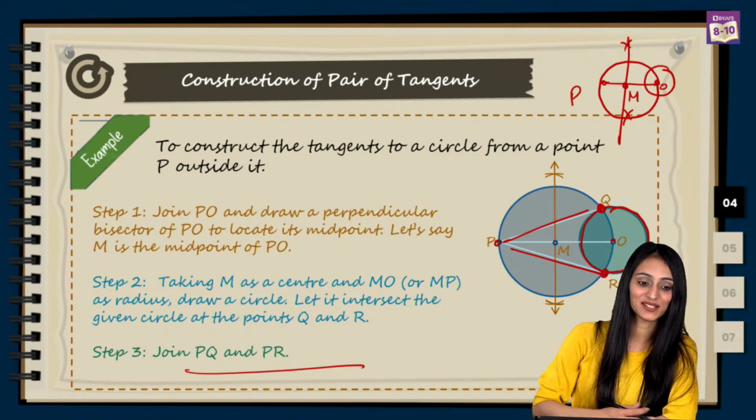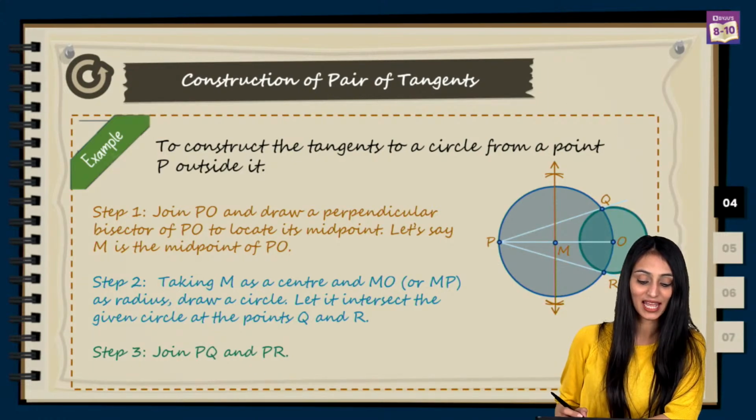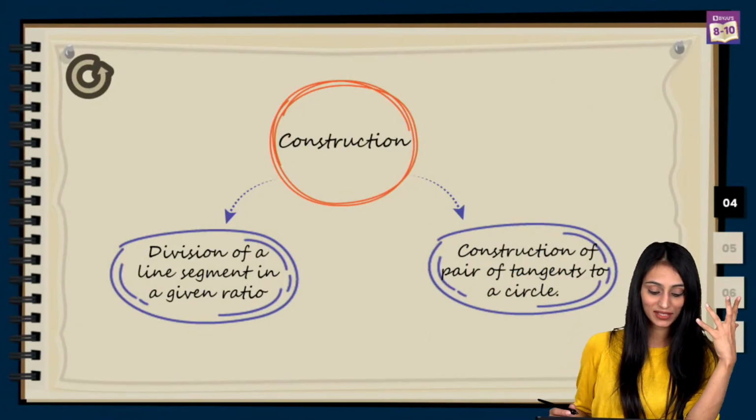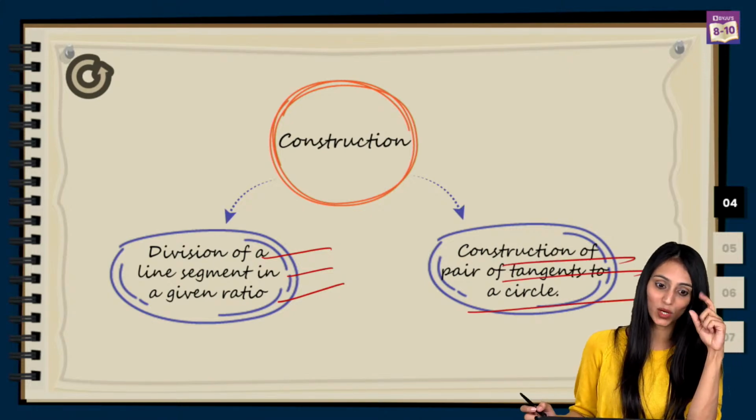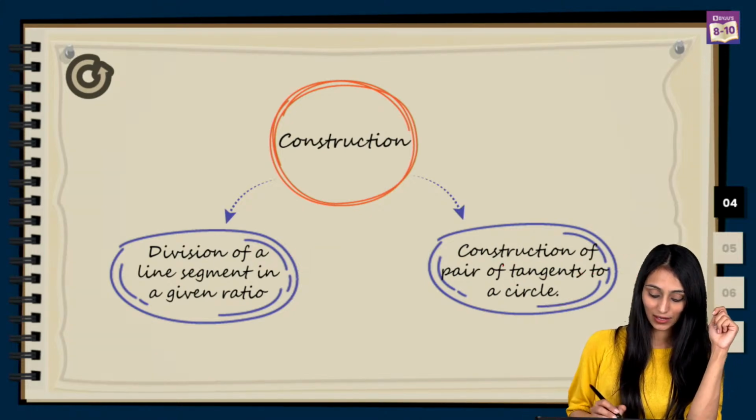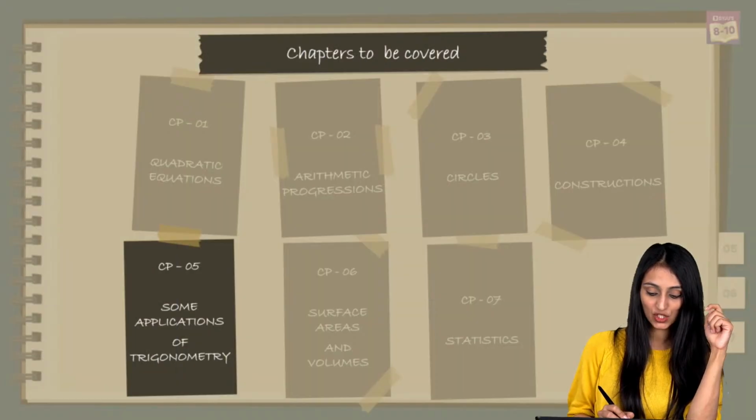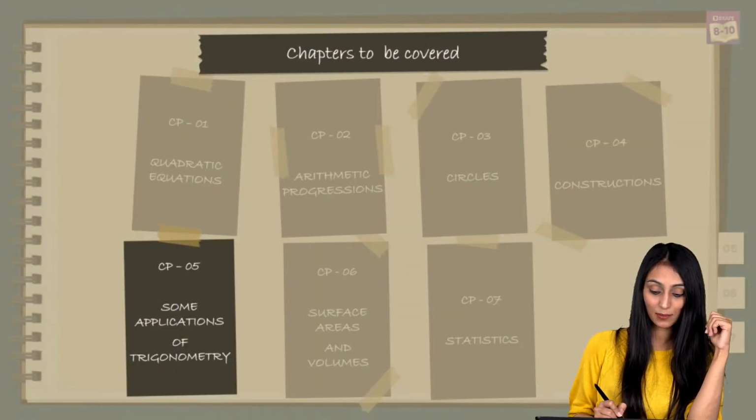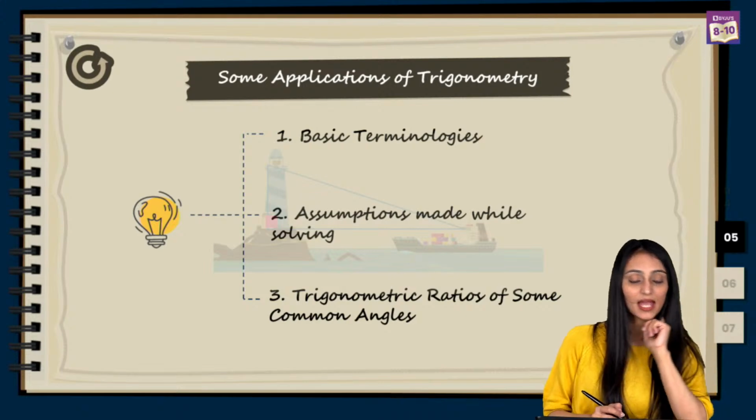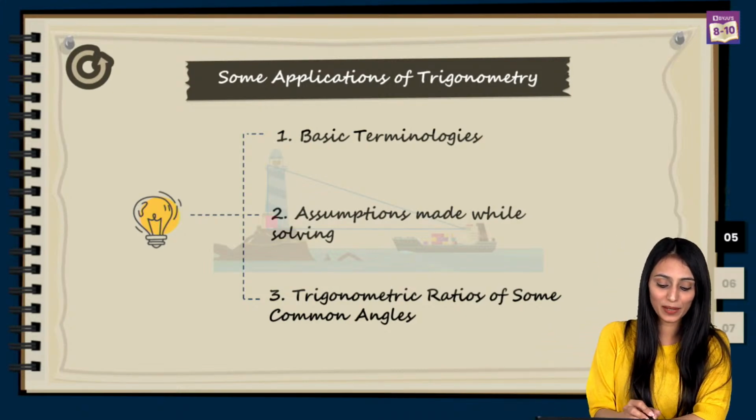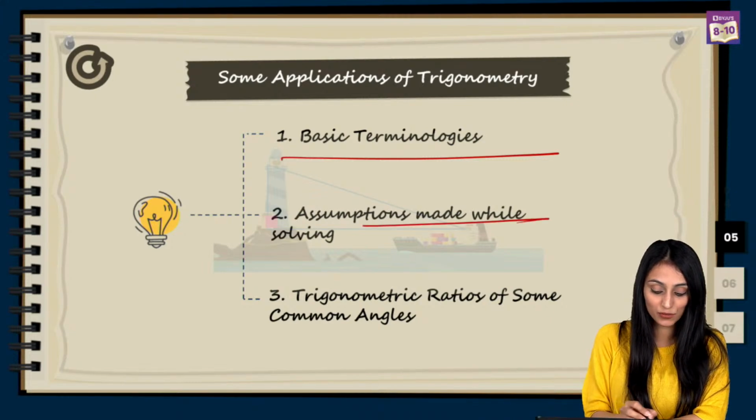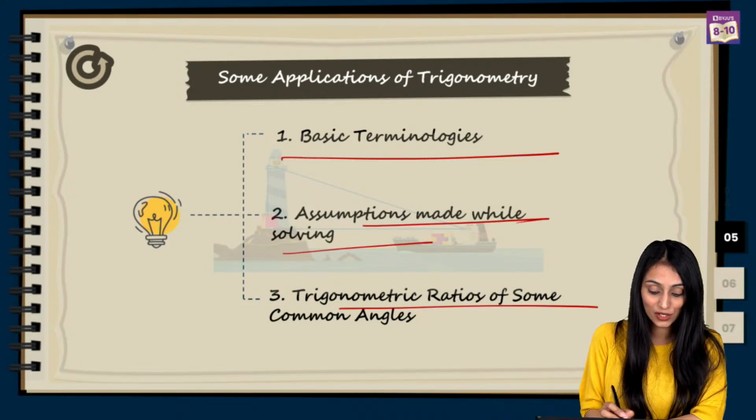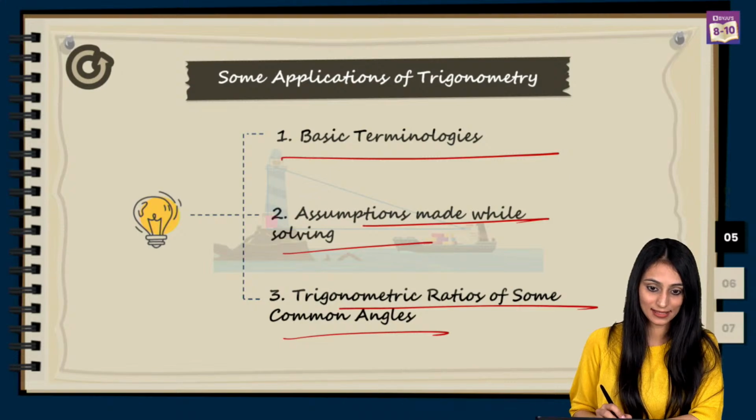All right, it's clear to everyone. Okay, let's move ahead. So in constructions, what all we have, we discussed about division of line segment in a given ratio and construction of pair of tangents to a circle. Let's take a look at which chapter do we have next. Now I'll be discussing some applications of trigonometry. First we'll discuss a few basic terminologies that you come across in the questions. Then we'll talk about the assumptions made while solving, and then trigonometric ratios of some common angles.